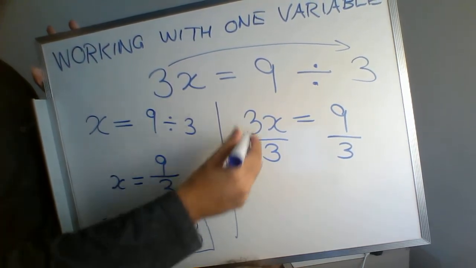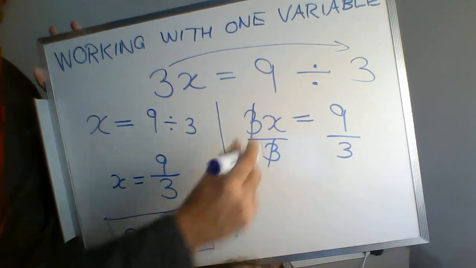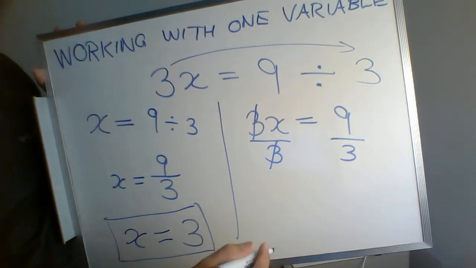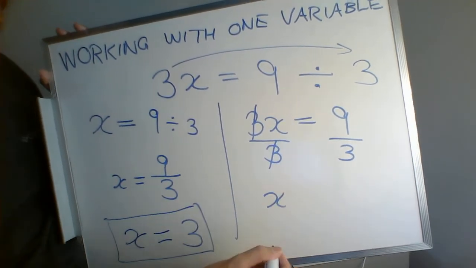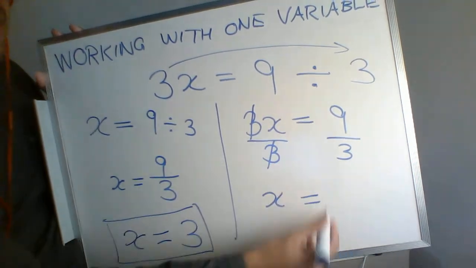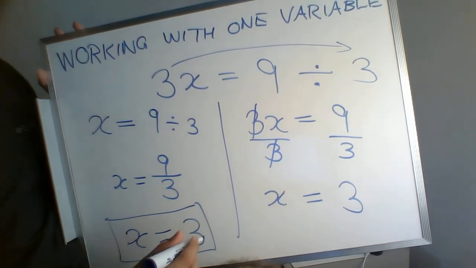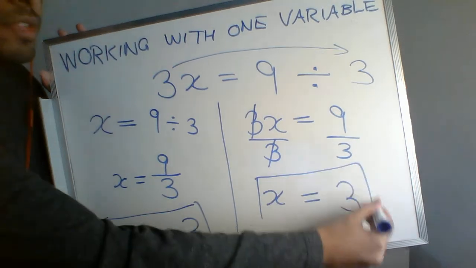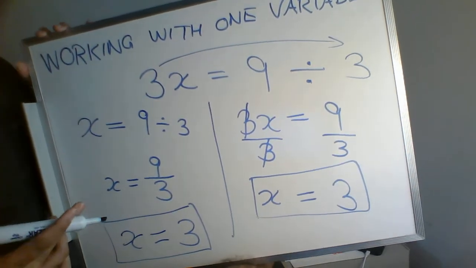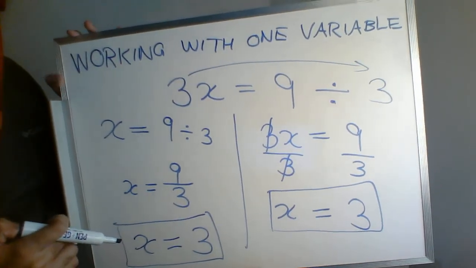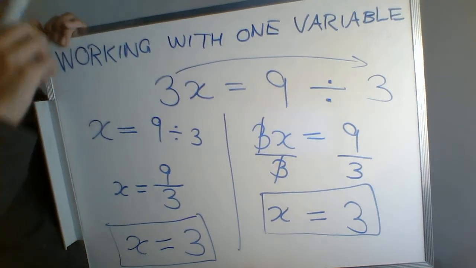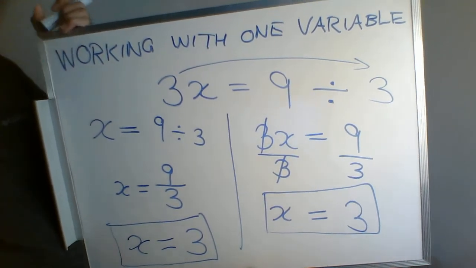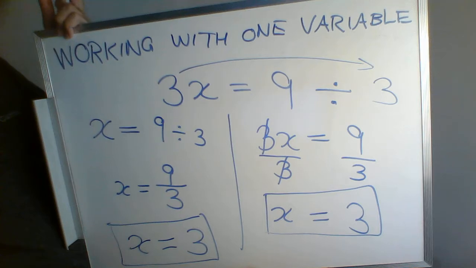So if I divide by 3 over here, this 3 disappears, this 3 disappears. It's basically reducing fractions, and we're left with just x over here, is equal to 9 divided by 3, which is equal to 3. So again, it'll get you the exact same answer, but it's just a slightly different way to think about it. But yeah, hopefully that's making sense.